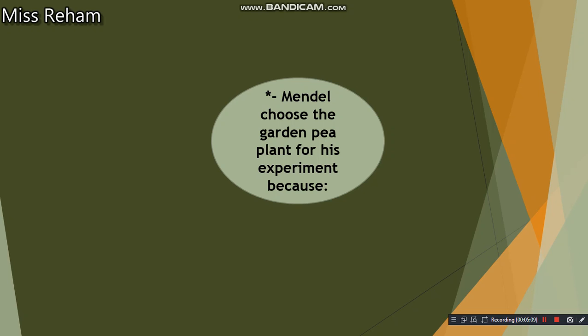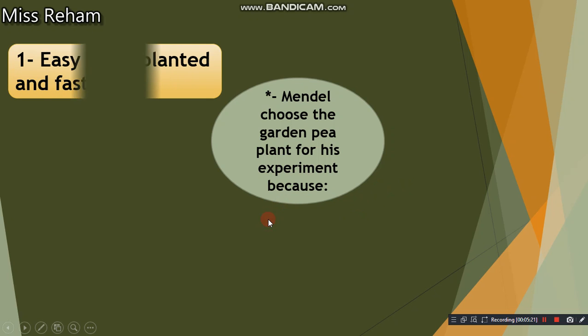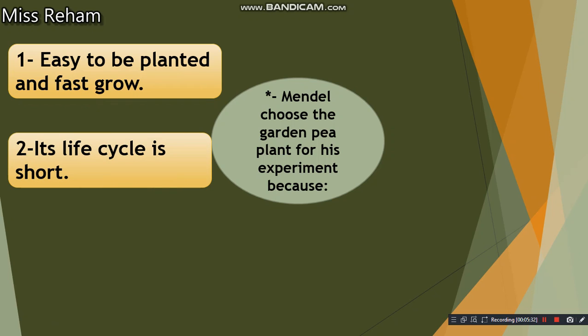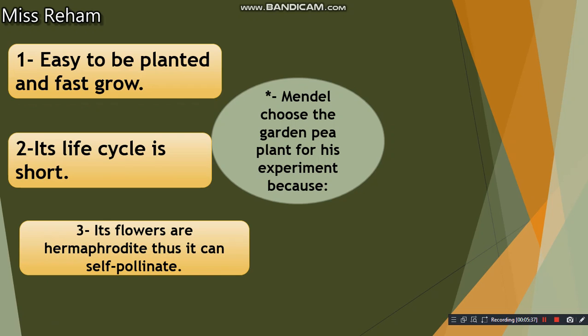Here, there is a very important question. Give reasons. Mendel chose the garden pea plants for his experiment because, number 1, they are easy to plant and grow fast. Number 2, their life cycle is short. Number 3, their flowers are hermaphrodite, thus they can do self-pollination. Can you remember what is meant by hermaphrodite?